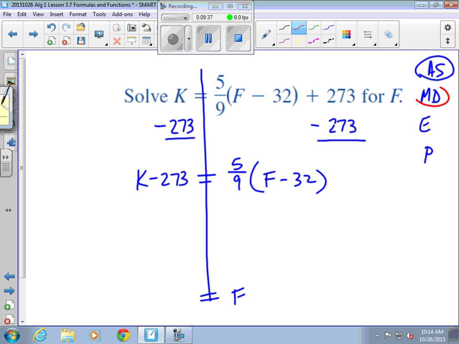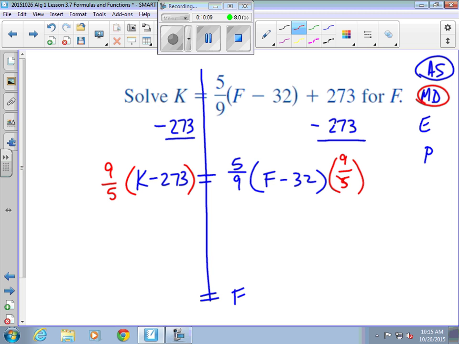So we'll go to the next step, undo multiplication and division. It says 5 over 9 times f minus 32. Remember, you undo times something by dividing, but dividing by a fraction, again, is the exact same thing as multiplying by its reciprocal. If you multiply the right by 9 over 5, this one's going to act the same way, and you're going to have k minus 273 in parentheses times 9 over 5.